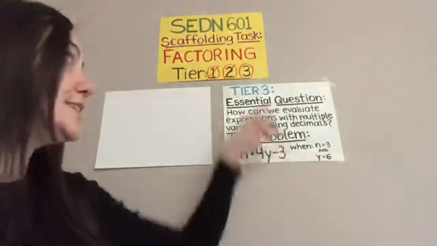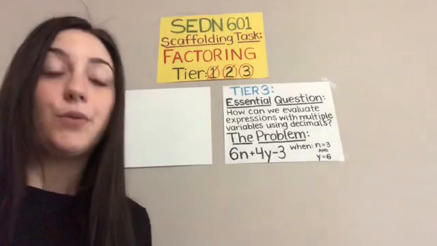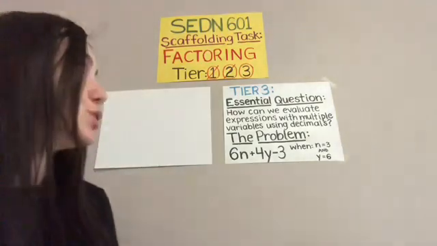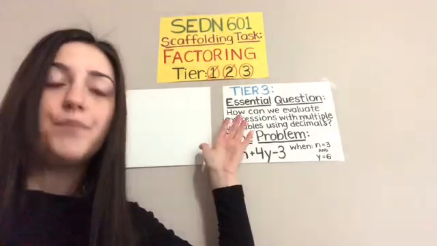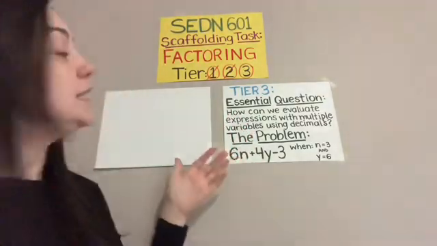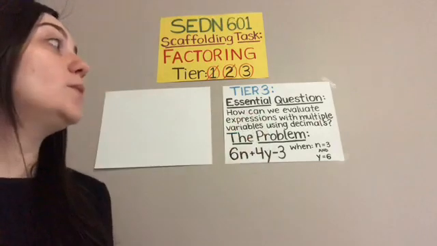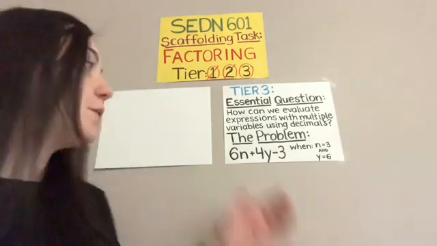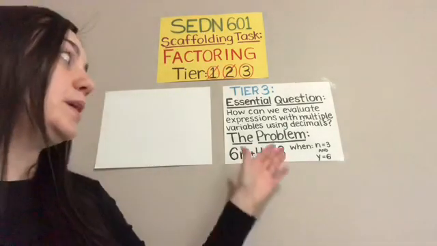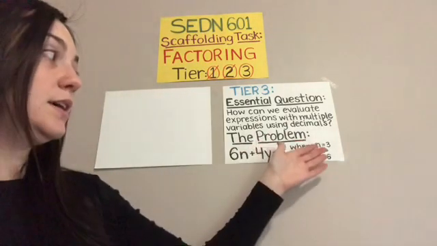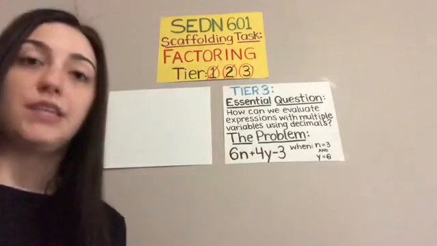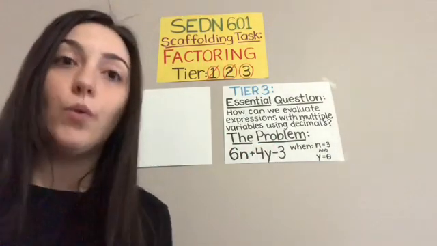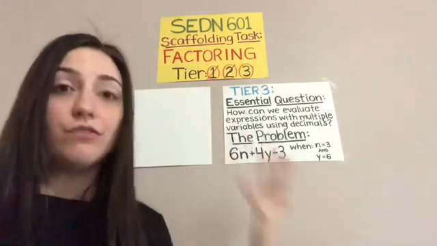So for the last tier, tier 3, there will be no supports. So this tier is simply for the students to just read their essential question and solve their problem. They will read, how can we evaluate expressions with multiple variables using decimals? And they will be given their problem. They will be given the numbers to put into their variables, and they would just have to do the problem with the information that they have learned already prior.